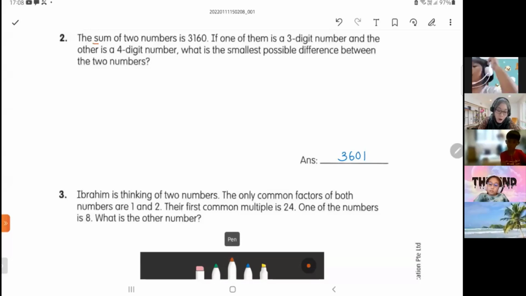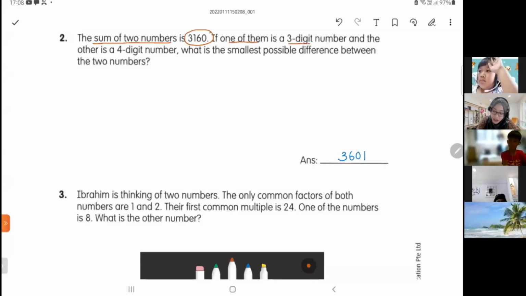The sum of two numbers is 3,160. If one of them is a 3-digit number and the other is a 4-digit number, what is the smallest possible difference between the two numbers? Okay, so I know that the sum of the numbers is 3,160. I have one bigger number, one smaller number, right? So just compare them like that, small and big.